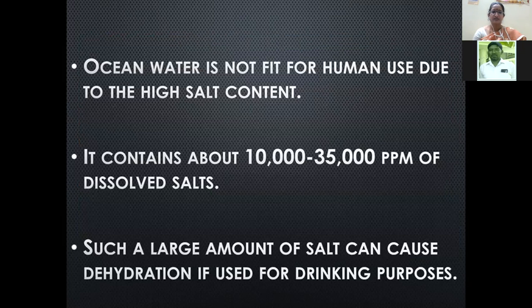In the previous class, we learned about ppt or ppm, parts per thousand or parts per million. How much does it contain? 10,000 to 35,000 as per the parts per million here; it is millions, not thousands. So there are dissolved salts, which make the ocean water saline or salty.